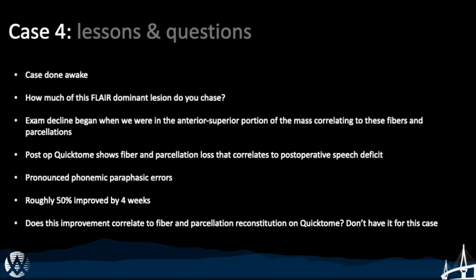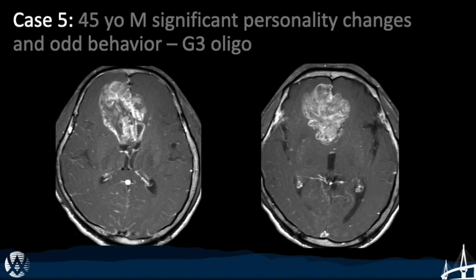And at the bottom there, I say, does the improvement correlate to fiber and parcellation reconstitution on QuickTome? And unfortunately, I don't have enough of the follow-up images long-term, months down the road, to see how rewiring occurs, or what is occurring, if anything's being supplemented from the contralateral hemisphere, for example.